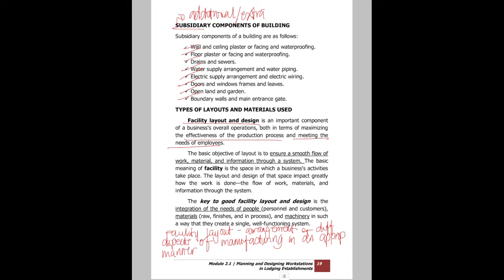Ibig sabihin, ang facility layout, sabi dito, ang pinaka-basic objective niya is to ensure the smooth flow of work, material, and information through a system. Pinaplano natin, ano ba yung magiging layout ng pinaka-building? Paano natin i-maximize yung space para mas maging efficient siya? So, ano yung mga considerations na pwede nating i-consider dito sa facility layout? So, number one dyan is the available space.